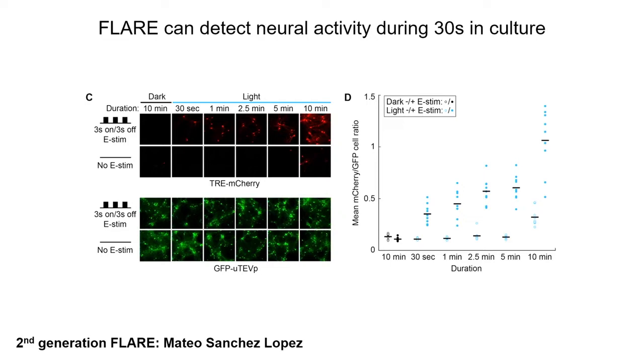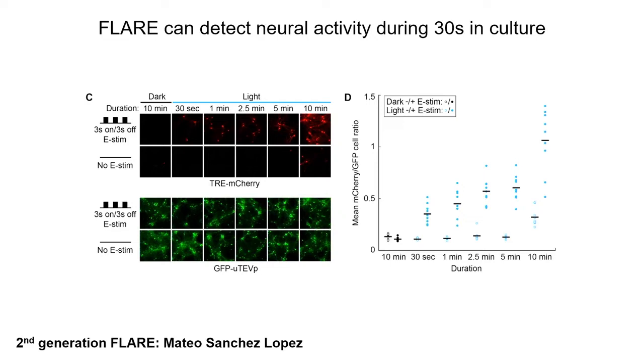So in the dark, when there's no light delivered to the system, even if we're delivering electric field stimulation to these neurons for 10 minutes, we see very little mCherry reporter expression in these neurons. But as we deliver this electric field stimulation and light for 30 seconds, a minute, 2.5 to 10 minutes, you can see an increasing number of mCherry positive cells that we're able to detect.